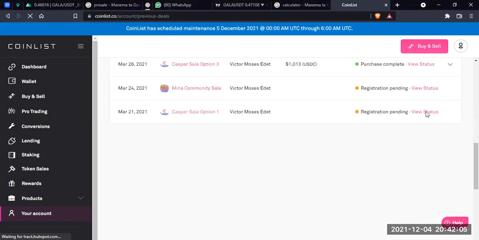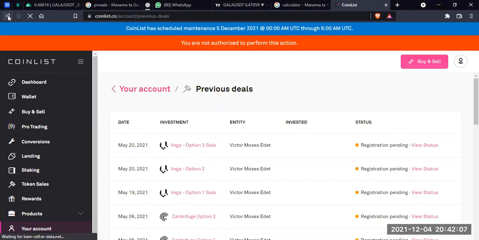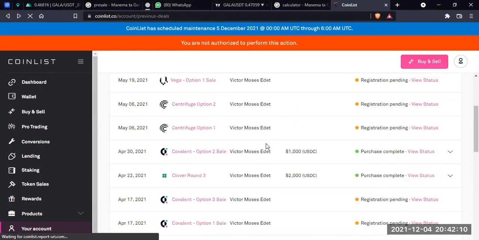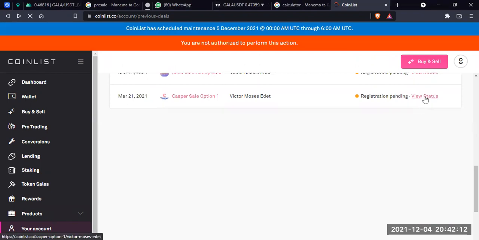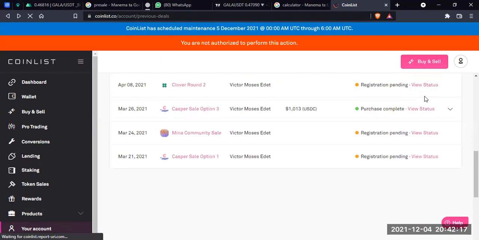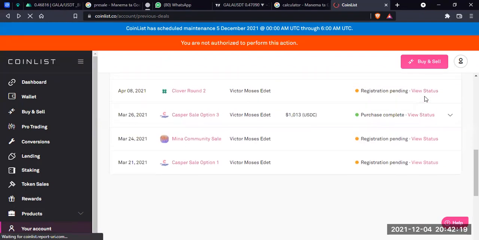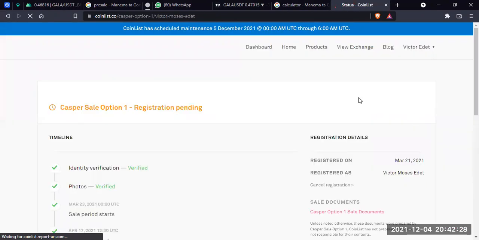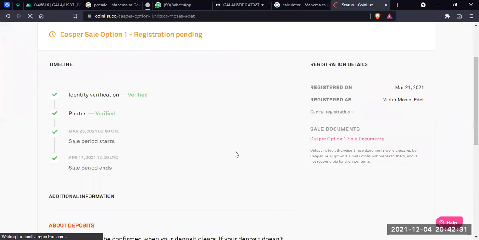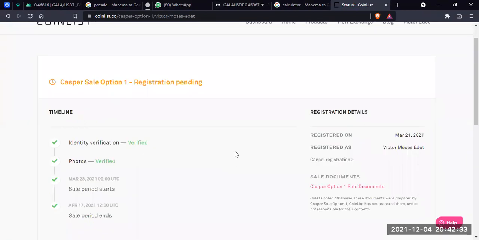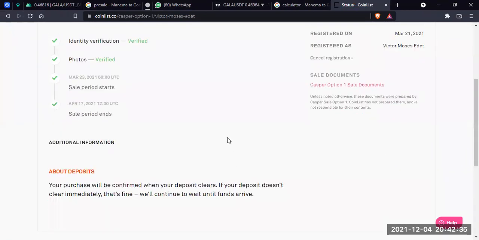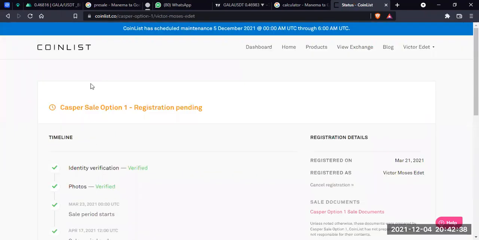Click on view status here. Okay, I wasn't able to get this first option, but I registered for it.